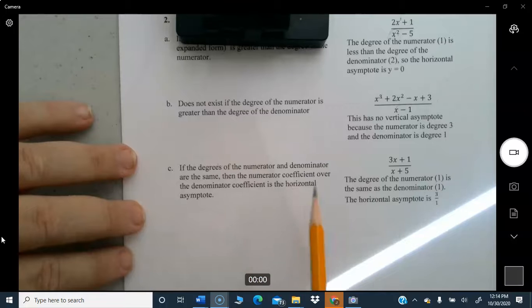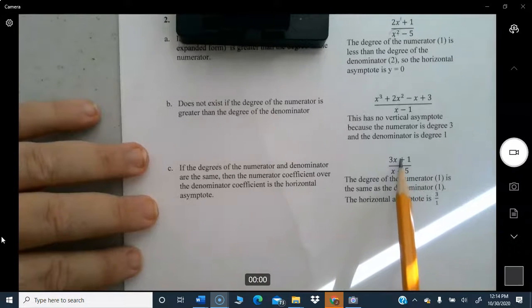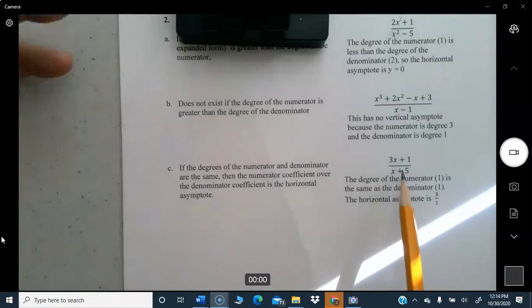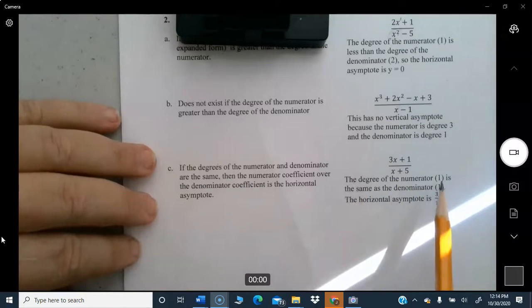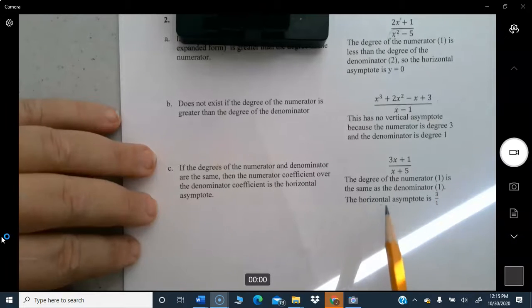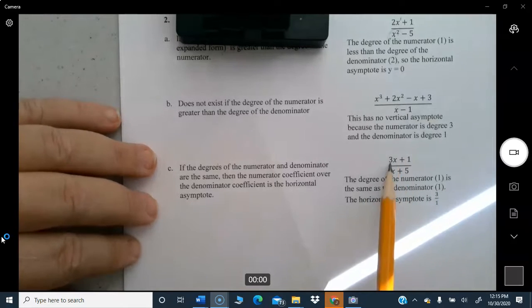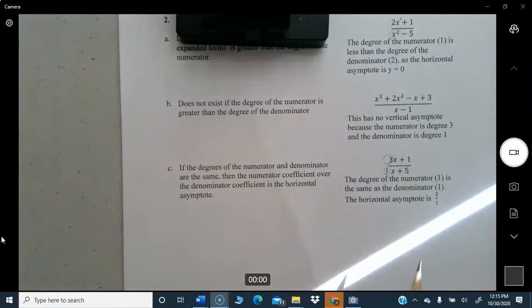Okay, finally, C. If the degrees in the numerator and denominator are the same, then the numerator coefficient over the denominator coefficient is the horizontal asymptote. So here you have an x to the first power, and down here you have an x to the first power. So the degree is the same. Let's just read this. The degree of the numerator is 1, the same as the denominator, 1. So the horizontal asymptote is 3 over 1. In other words, this coefficient over this coefficient, you can go ahead and write the 1 in there, it's 3 over 1. And that's going to be the horizontal asymptote.